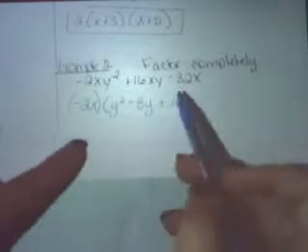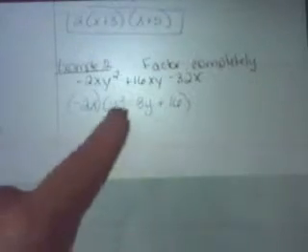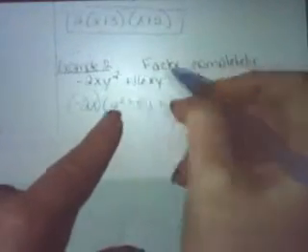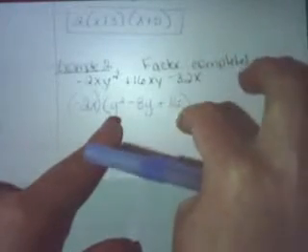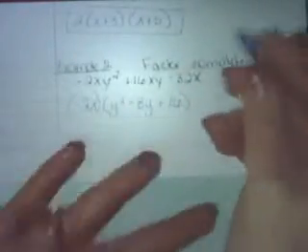Okay? So now that I've factored out this -2x, I need to look at my trinomial. Do I have a perfect square trinomial? Well, let's check it out. Is y squared a perfect square? Yes. Is 16 a perfect square? Yes, but let's make sure it's a perfect square trinomial.